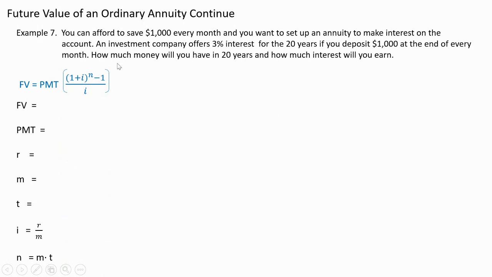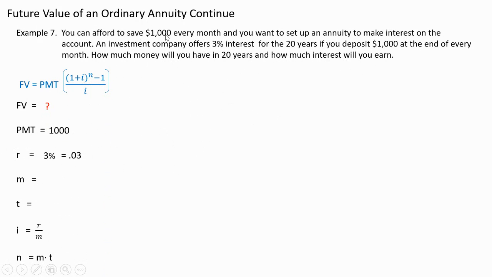So we're looking for the future value. It says here, how much money will you have in 20 years? So we're looking for the future value. The payments are going to be $1,000 every month. The interest rate that you're going to earn is 3%, so it's going to be 0.03.